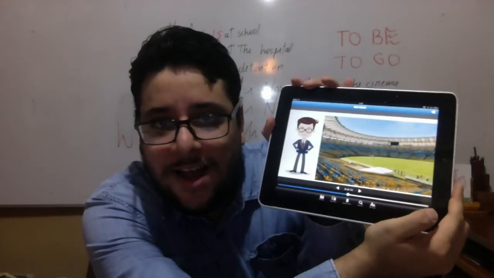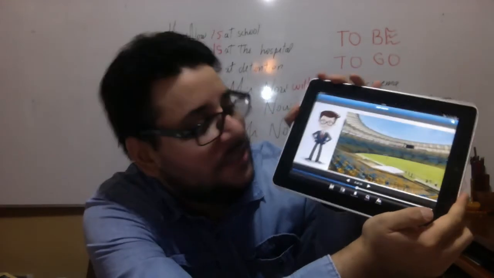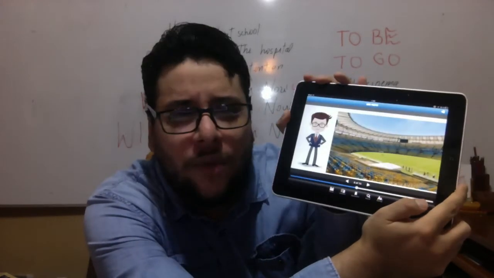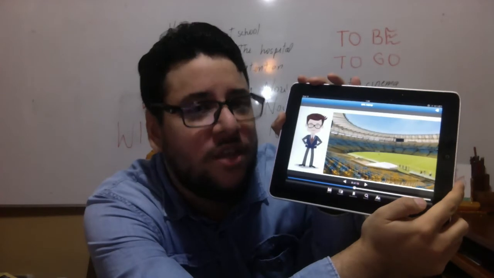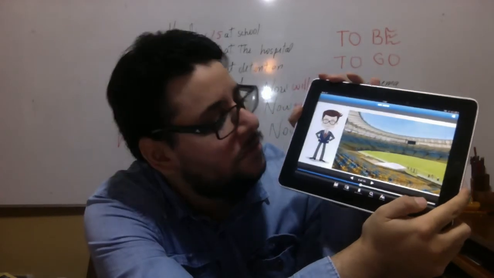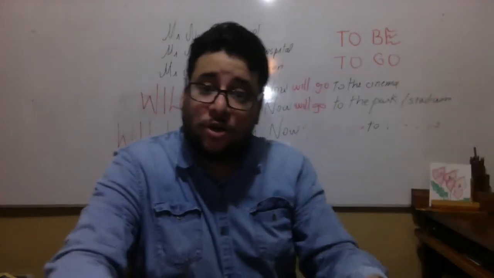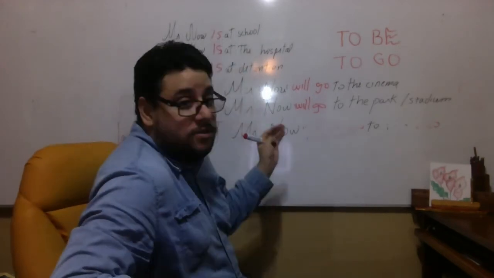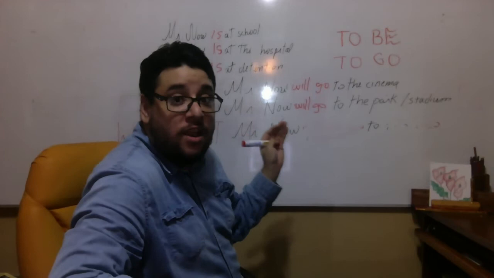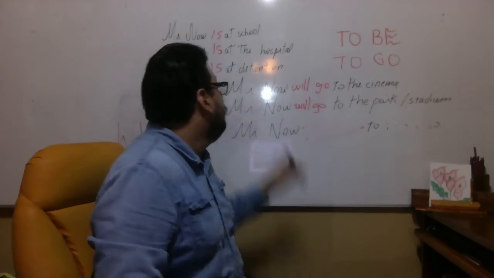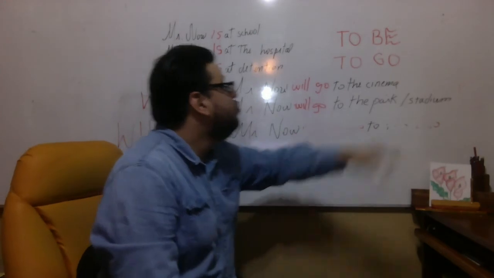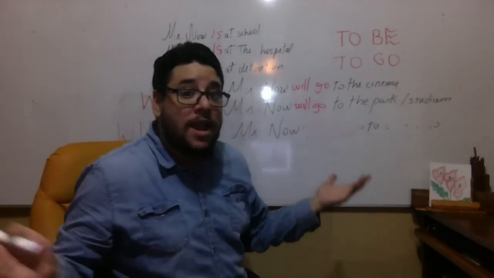Mr. Now is also a big football fan, and he loves to be here. This is the Maracanã. The Maracanã is the biggest football stadium in the world. How can we take Mr. Now to his favorite place? Using the same structure. And as I said, repetition is important for the learning process. So we go again. Mr. Now will go to the stadium or to the Maracanã.